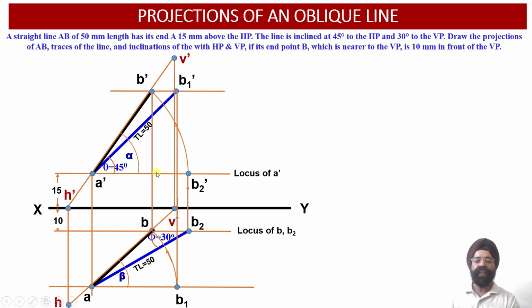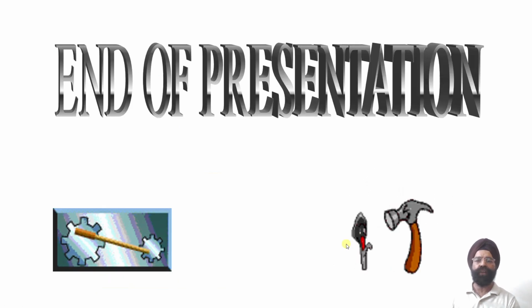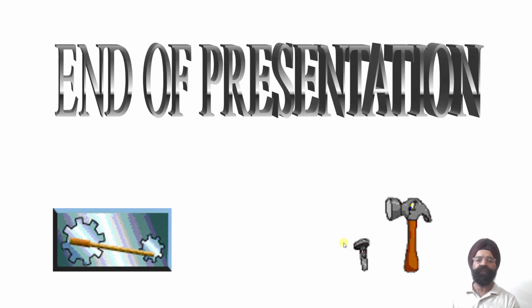So this way the projections of the line A dash B dash and AB into front view and top view have been obtained. The inclinations of the projections with respect to the horizontal plane and vertical plane, that is alpha and beta, have been obtained, and the horizontal trace and the vertical trace of the line have also been obtained. So this is all for today. We are going to continue with further discussion regarding a few more illustrative cases of projections of oblique lines in the coming lecture classes.